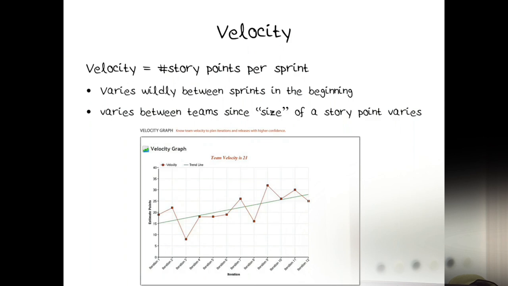In this case, this team pulled off 19 story points in iteration 2, 8 in iteration 3. So they probably took on more than they could do. But eventually, this tends to stabilize. And it stabilizes that way because the performance of the team improves over time. Once you get to know each other is one thing, but also you become better at doing these estimates.